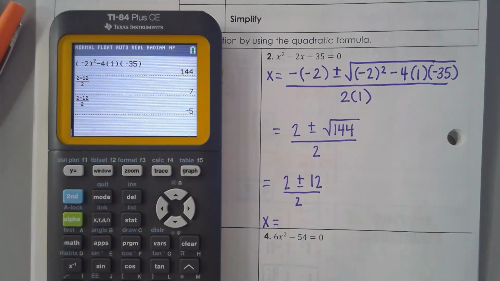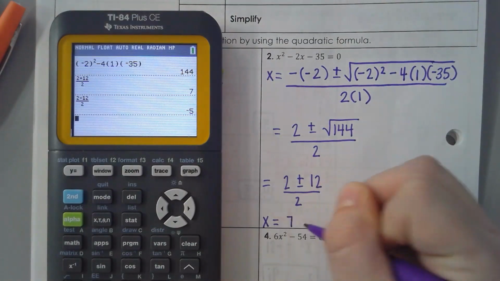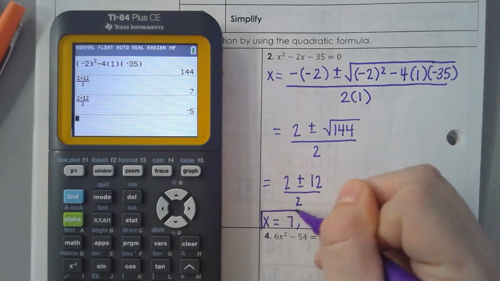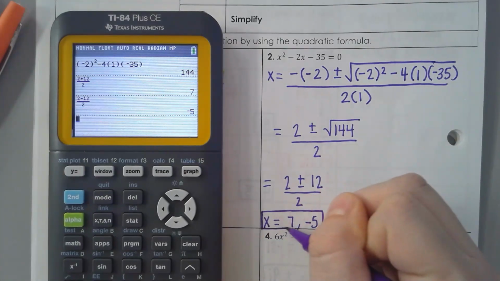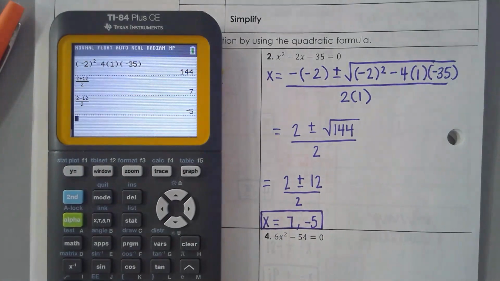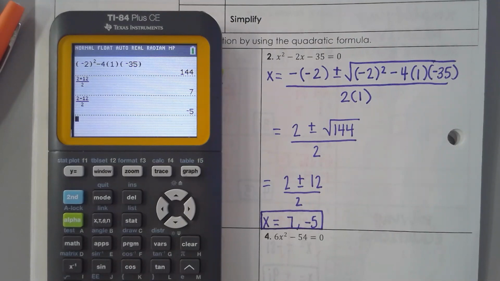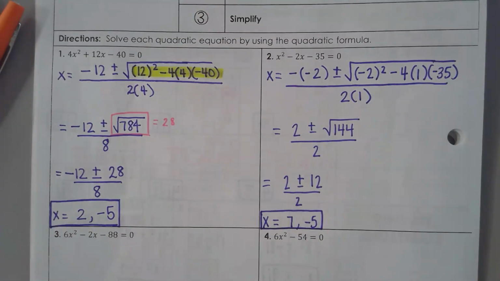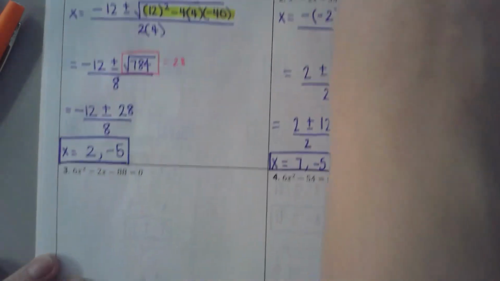And you get x-intercepts at 7 and negative 5. Are there any questions? Let's go on to number 3.